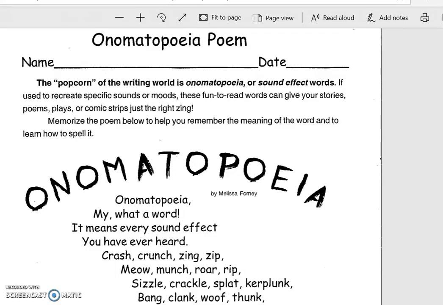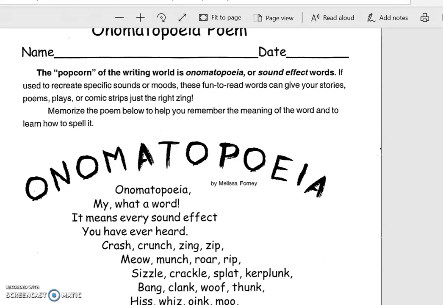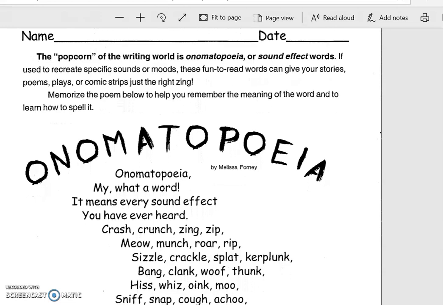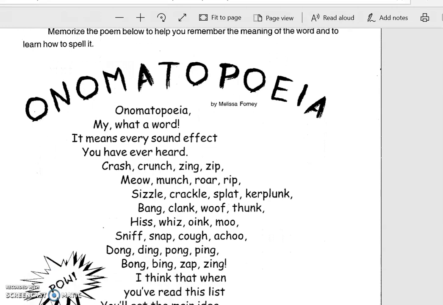You will also have an onomatopoeia practice sheet to try, but I did want to go through my favorite poem, Onomatopoeia Poem by Melissa Forney. The popcorn of the writing world is onomatopoeia or sound effect words. It is used to recreate specific sounds or moods. These fun-to-read words can give your stories, poems, plays, or comic strips just the right zing. Memorize the poem to help you remember the meaning of the word and to learn how to spell it.